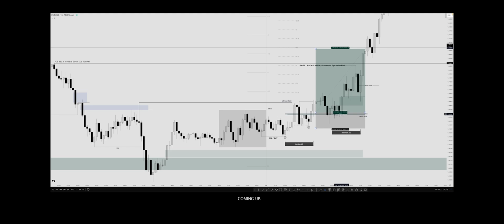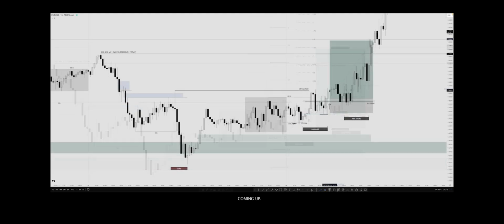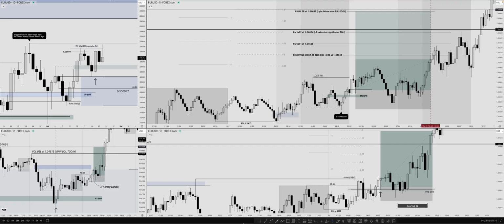for our position without us having to do most of the work. Price started retracing, it tapped right into this 15-minute DPR. Alright guys, so let's break these two trades down.